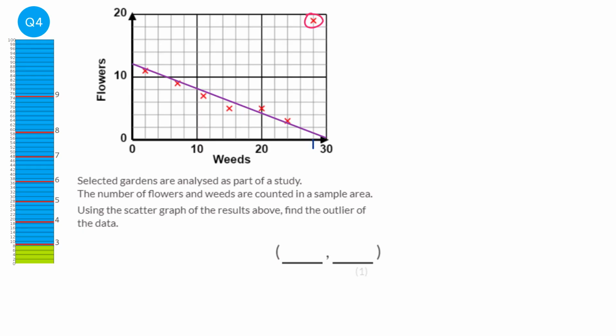So we know that these are going up in twos, so this will be 28, so the x-coordinate will be 28, and this will be 19. So our coordinate will be 28, 19 for our outlier.